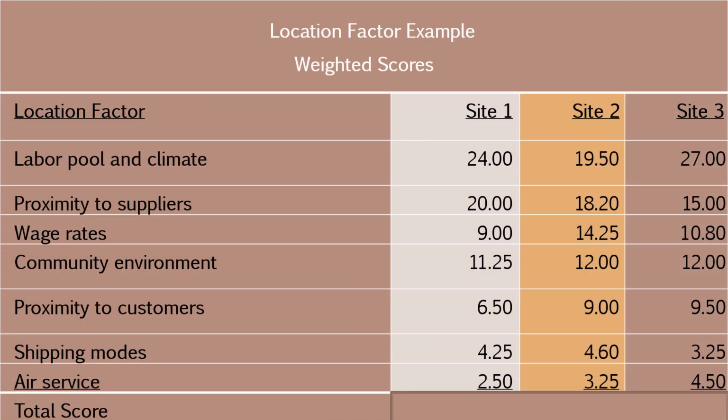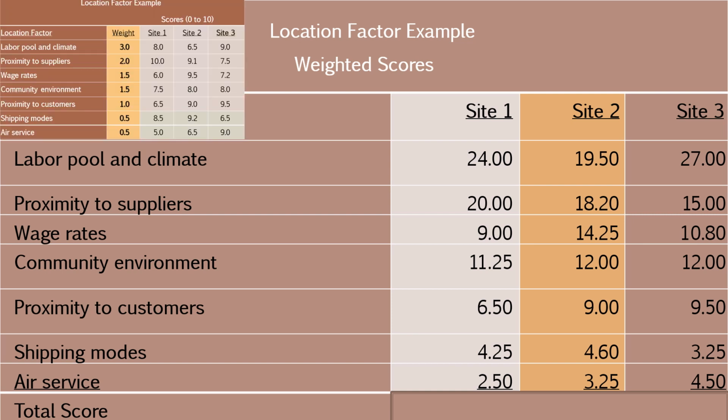Next step is we have to obtain the weighted scores. Weighted scores are obtained by multiplying the weight of each factor with the site scores. So here, in the previous step, we have obtained the weights. Now we are going to multiply them with the site score. Let's look at site 1. For the location factor labor pool and climate, we have obtained 3 as the weight. Now this should be multiplied with the site score 8. So we are getting the weighted score as 24.